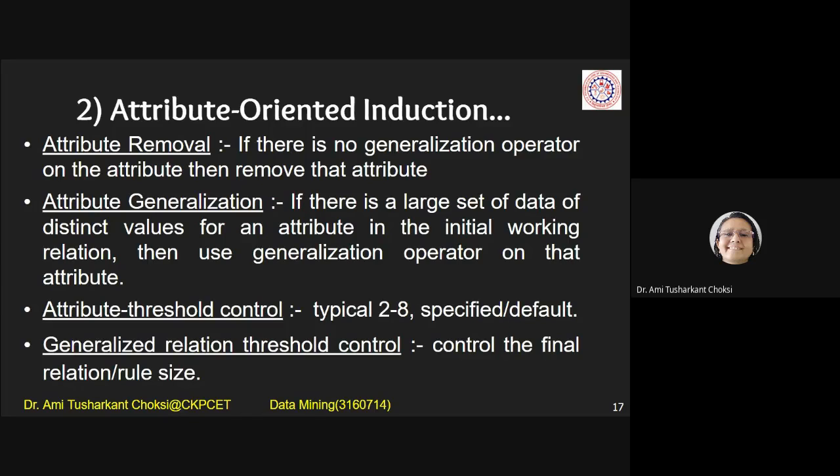I want to consider rule size. That is, I want to accept only 100 rules. This way we can have the control. This way we can have the threshold. Isn't it? So that is one way to have the attribute oriented induction. Fine.